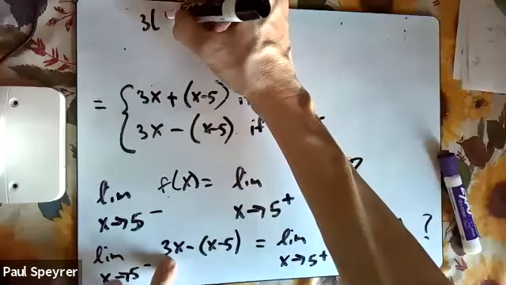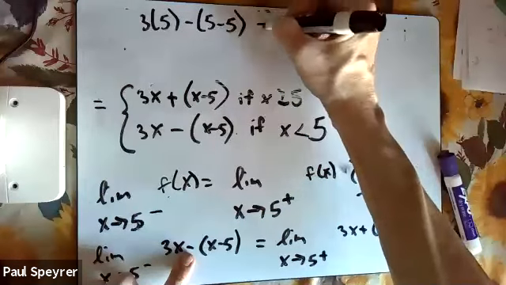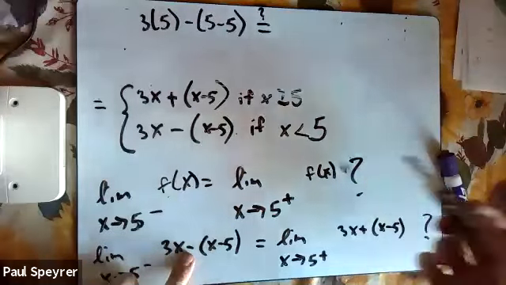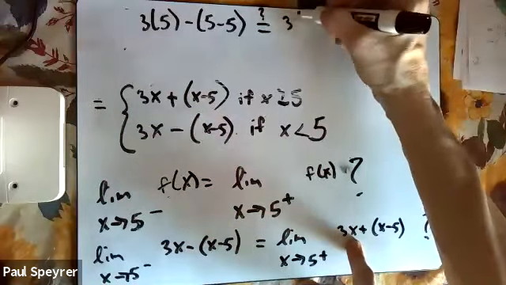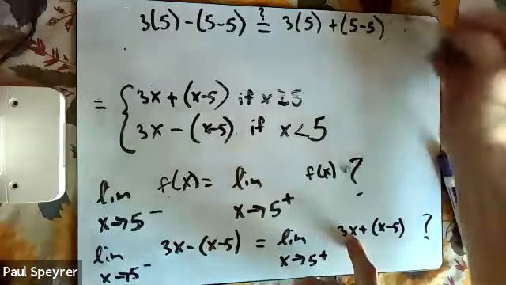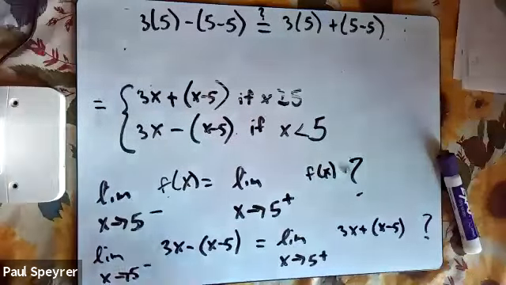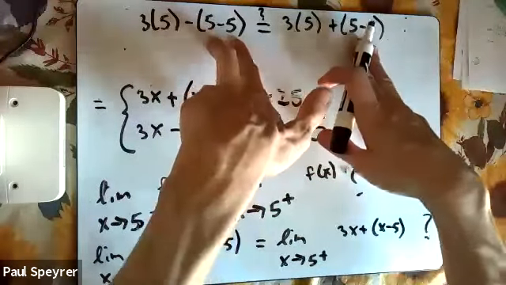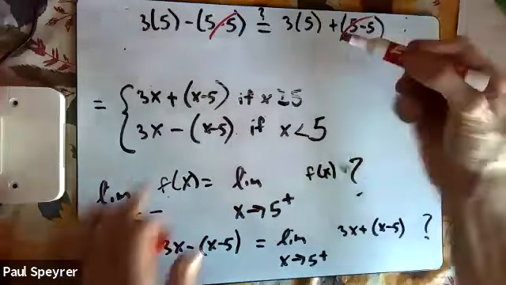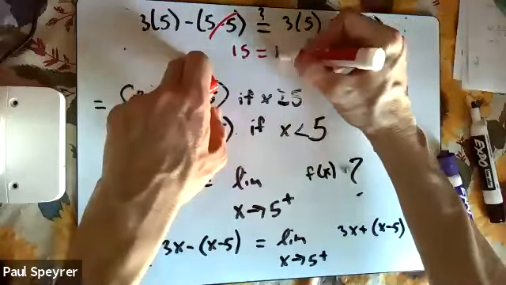3 times 5 minus 5 minus 5. And we're just trying to see, is that equal to 3 times 5 plus 5 minus 5? So are they going to be true? Are we going to get the same numbers on both the left side and the right side? Well, in this case, they both have 5 minus 5, so that becomes 0. And then we wind up with 3 times 5. Well, that's 15 equals 15.